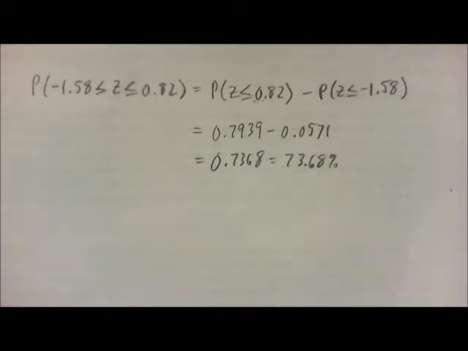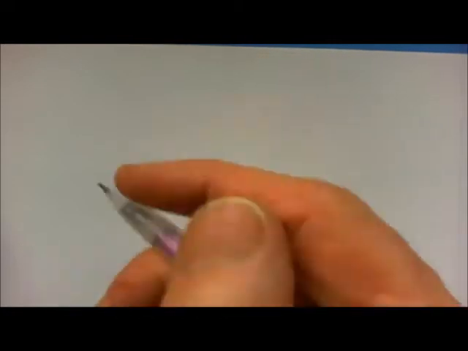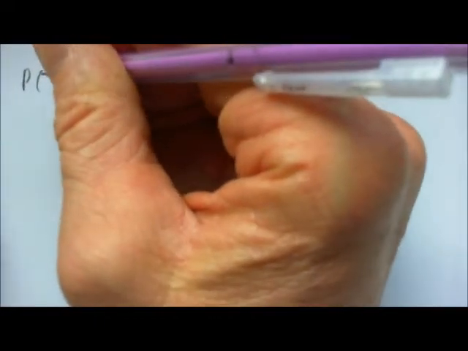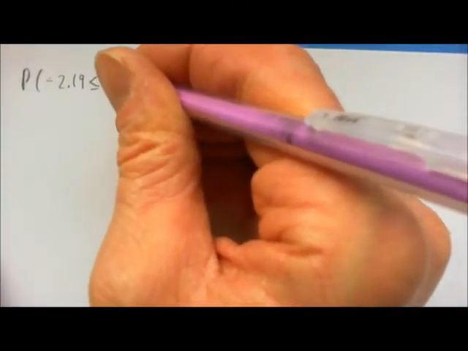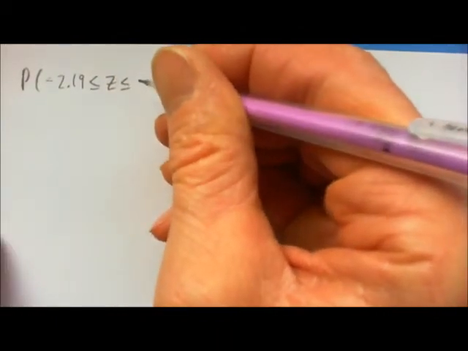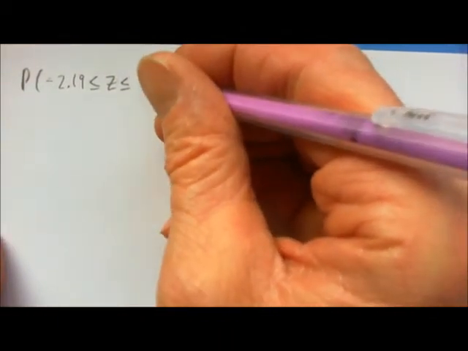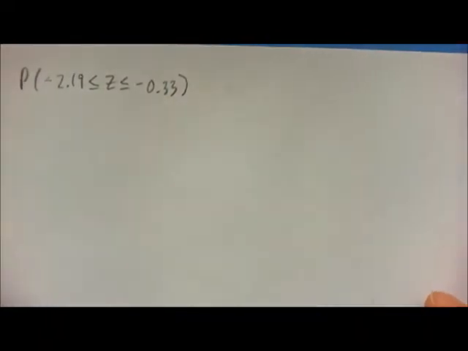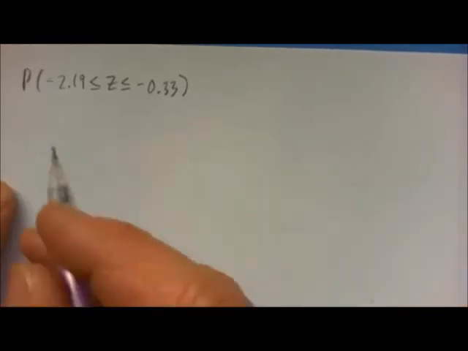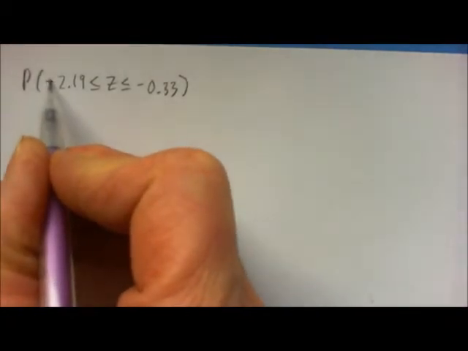Okay, so let's have you do one. The one I've picked out for you to do is, let's try this one. Let's look for the probability that z is between negative 2.19 and negative 0.33. Okay, so again, take a few minutes to work on that. Pause the video, and when you start the video back up, I will go over the solution. This, again, is a minus sign right here.